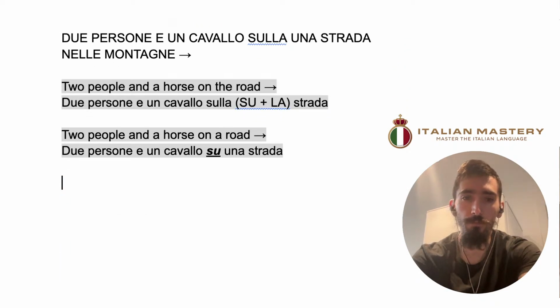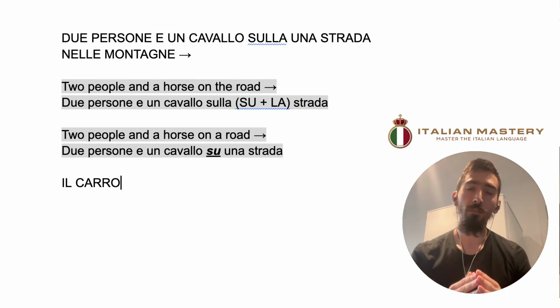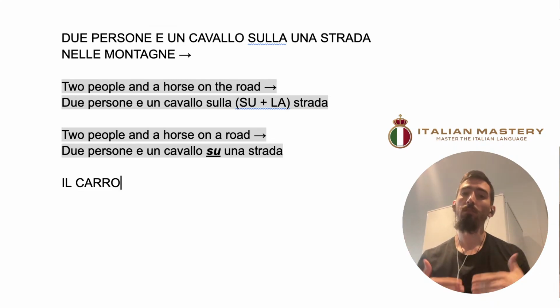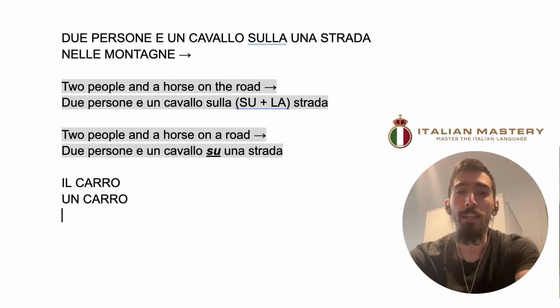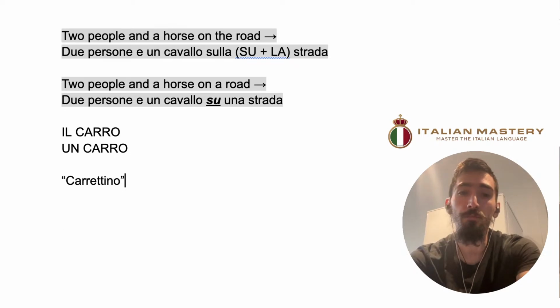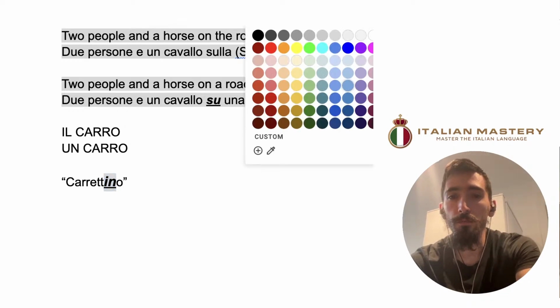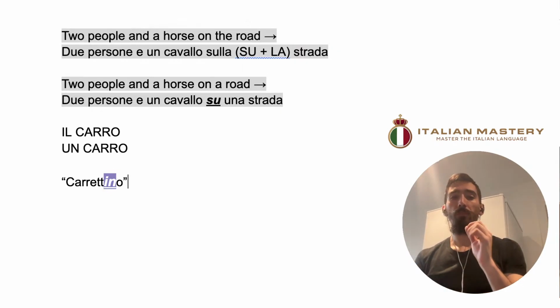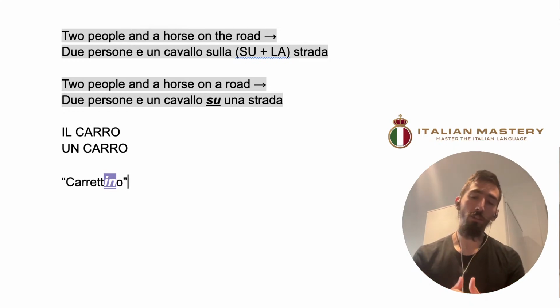Il carro. Carro. So we haven't even discussed this word. Carriage. Carro. Il carro, or un carro. Now the word that was used in the chats is even more advanced: carrettino, which of course works by adding the so-called alterations. We look at alterations in the university course, go on italianmastery.com if you want to learn more about it.